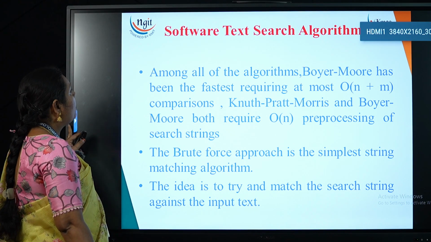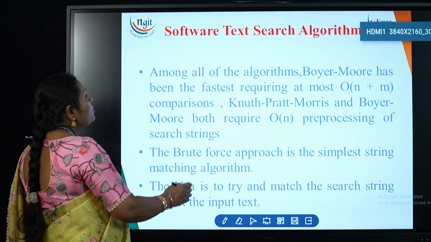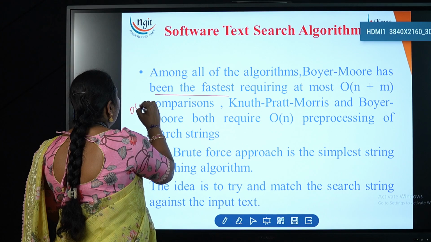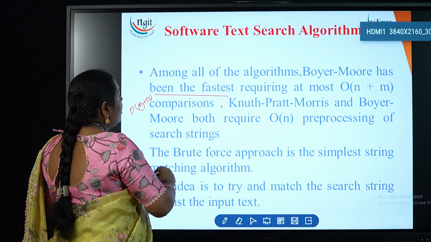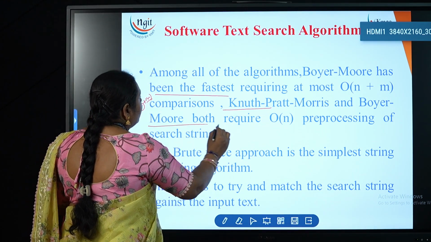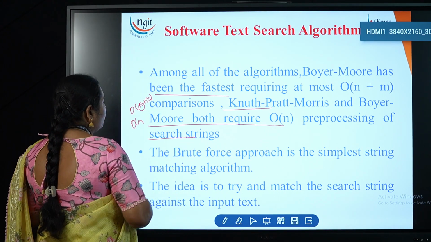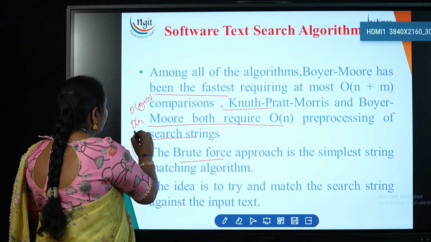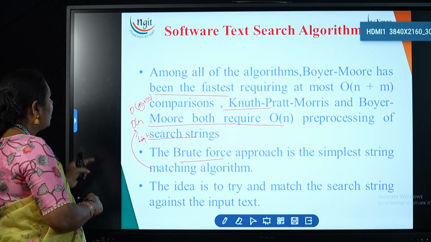Among all the algorithms I have mentioned, Boyer-Moore is the fastest one because it requires only O of n plus 1. Here n is your number of terms. And this Knuth-Morris-Pratt, the KMP algorithm, and Boyer-Moore also use O of n. So we will consider these the best, and brute force approach is the simplest approach, but the complexity will always be high, right?